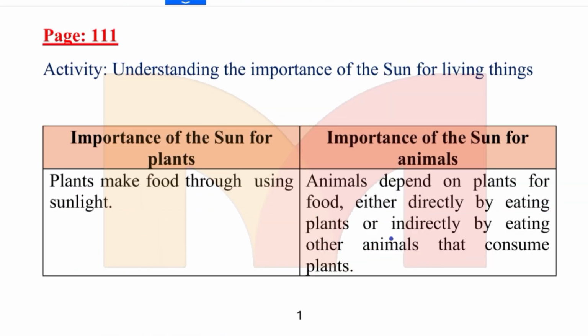Here is the answer. Importance of the sun for plants: plants make food through using sunlight. Importance of the sun for animals: animals depend on plants for food, either directly by eating plants or indirectly by eating other animals that consume plants. Now let's go back to the book.